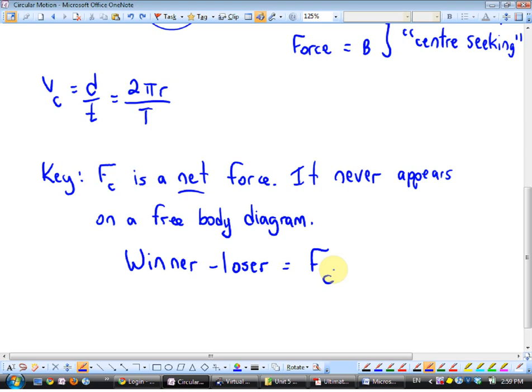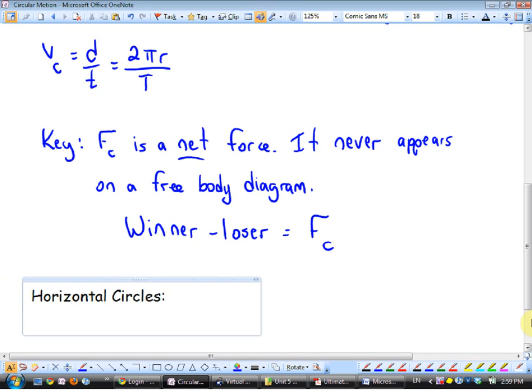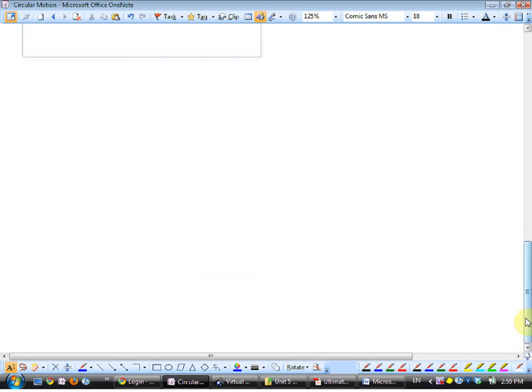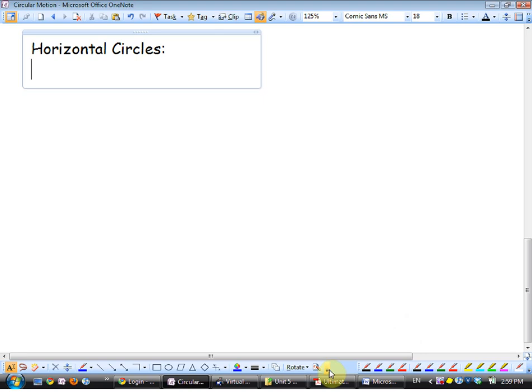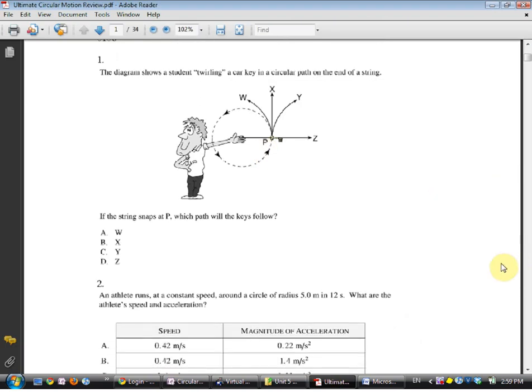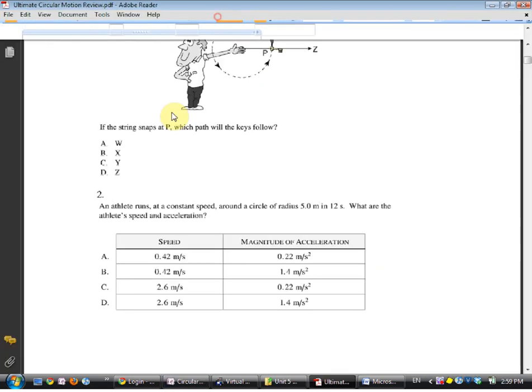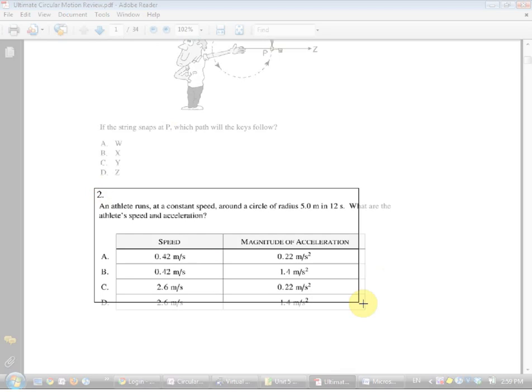Ready? Let's look at some examples. The first thing we looked at was horizontal circles. I'll type just that once. Bear with me while I find a horizontal circle or two. So here's one right here.